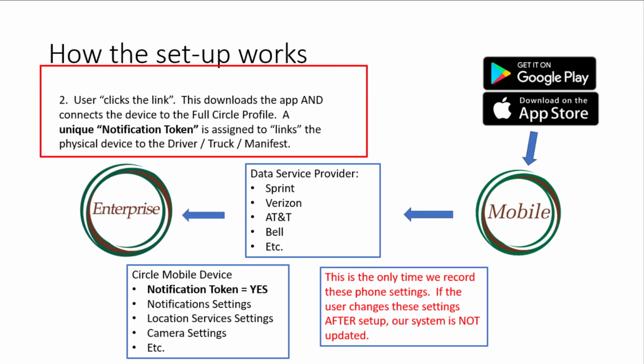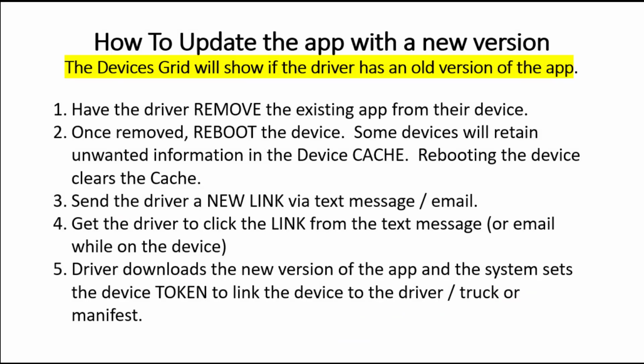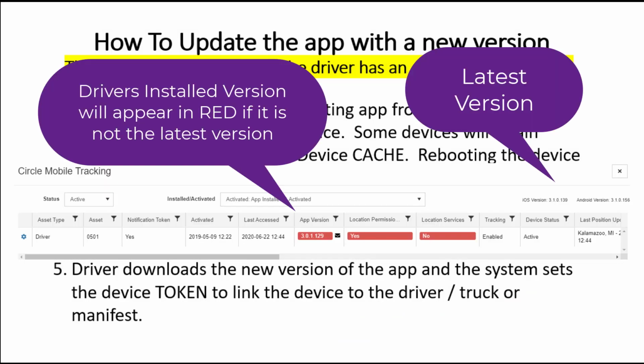The user clicks the link. This downloads the app and connects the device to the full Circle profile. A unique notification token is assigned to link the physical device to the driver or truck or manifest. This is the only time we record the phone settings. If the user changes their settings after setup, our system is not updated. The Circle Mobile device settings we record include the notification token, the notification settings, the location service settings, the camera settings, etc.